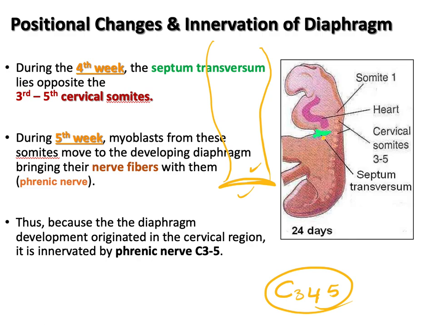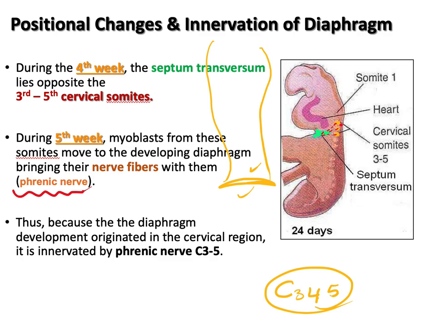Because the septum transversum, one of the major components of the diaphragm, which forms the central tendon of the diaphragm, was established in the cervical region, close to cervical somites number 3, 4, and 5. Now from there, myoblast cells migrated from the somites into the septum transversum, and in this way they bring their nerve fibers, which is of course the phrenic nerve. That means the septum transversum, or the diaphragm, started at the cervical region, opposite to cervical somites number 3, 4, and 5.